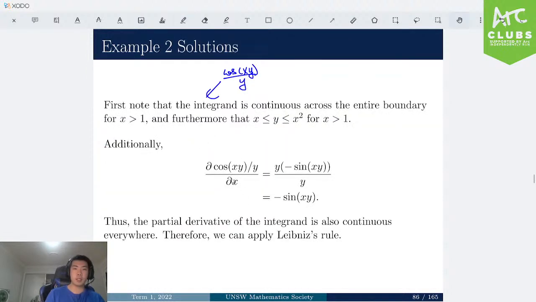So let's take the partial derivative of cos(xy) over y in terms of x. We're taking the partial derivative, so only this x here is affected. So we bring the y out due to the chain rule, and then negative sin(xy), and the denominator of y stays the same. That cancels, so we just get negative sin(xy). And obviously negative sin(xy) is still continuous everywhere. And therefore we have all the conditions satisfied. The integrand is continuous, the partial derivative of the integrand is continuous, and our y lies between our two phi's, phi 2 and phi 1.